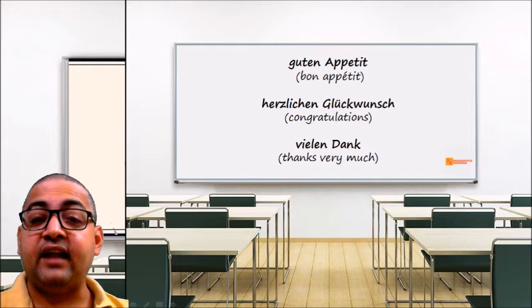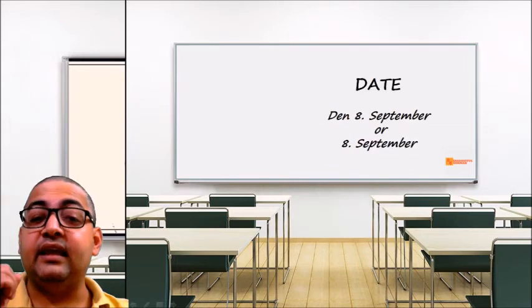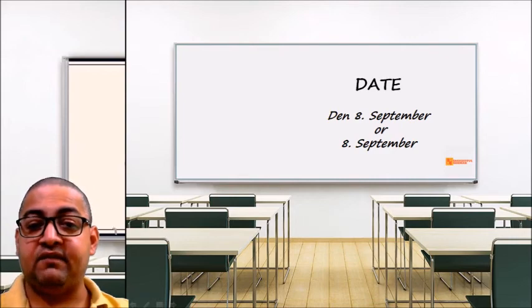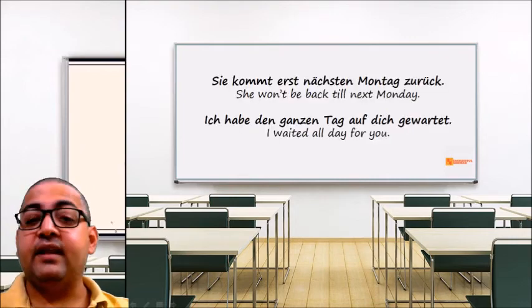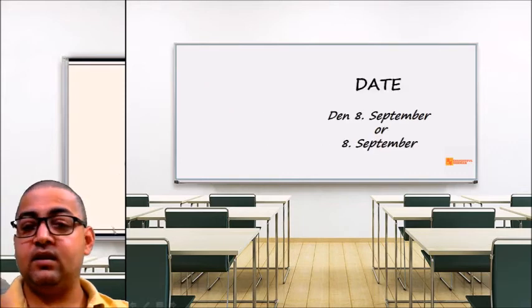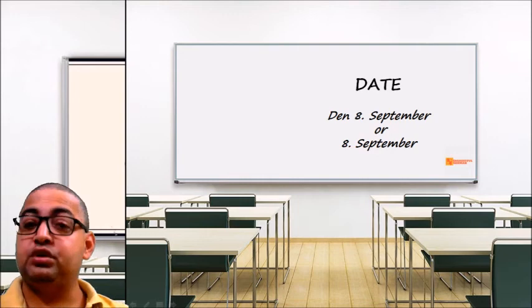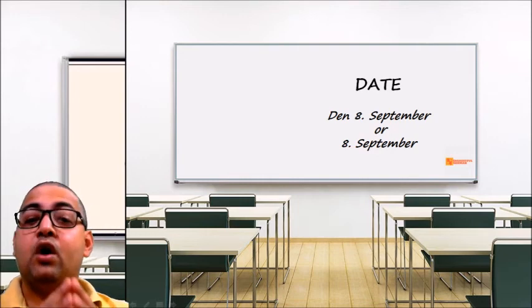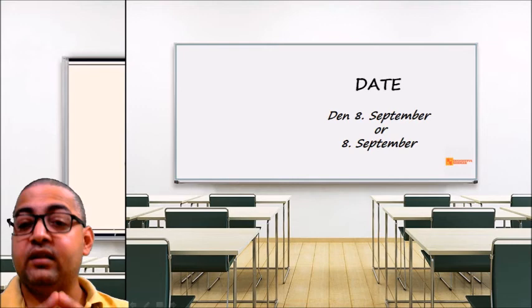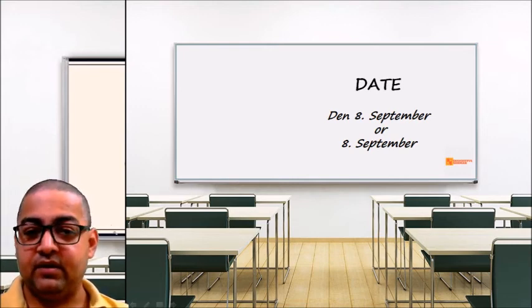The date at the top of a letter stands in the accusative case, although this is not always evident depending on the format applied. Example: den 8. September.